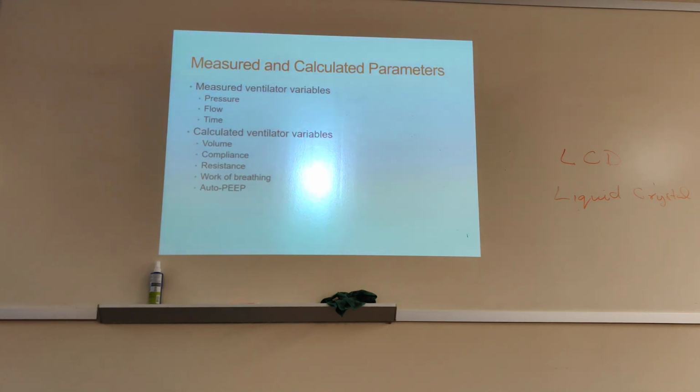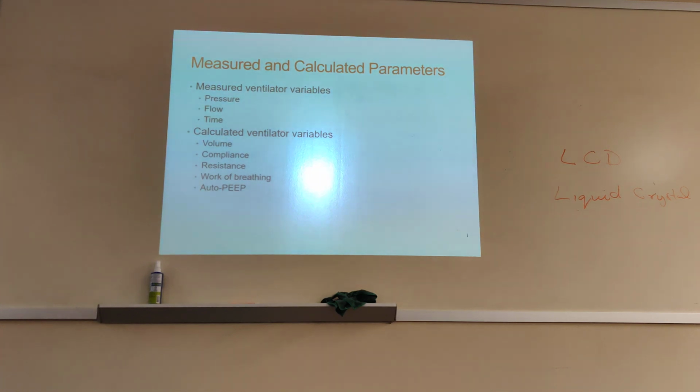So the pressure, the flow, and the time are measured parameters on the ventilator. We have what we call the pressure transducer that measures the amount of pressure going to the patient and the pressure coming back from the patient. We have what we call the flow transducer that measures the amount of flow. When the flow comes out from the ventilator, it runs through there, and then the ventilator knows how much flow is coming out. When it's coming back from the patient, we also measure it.